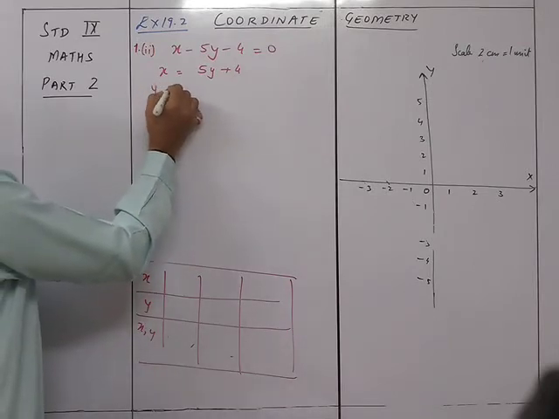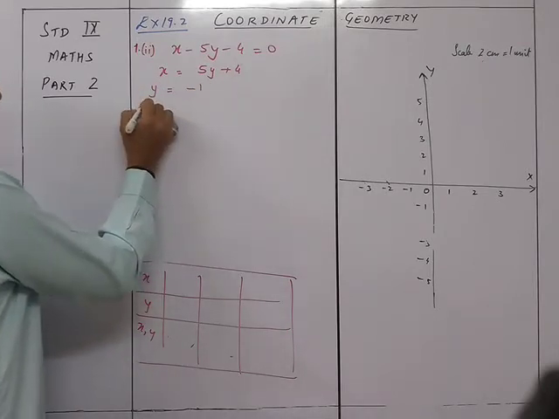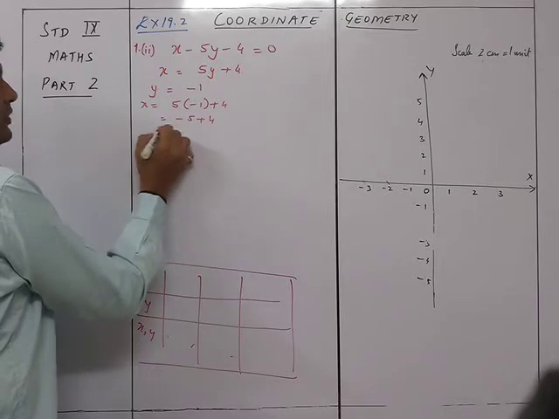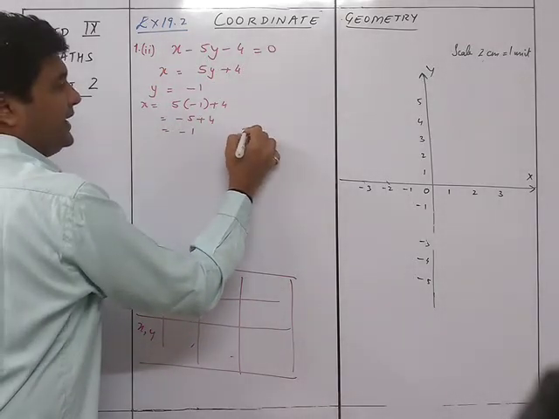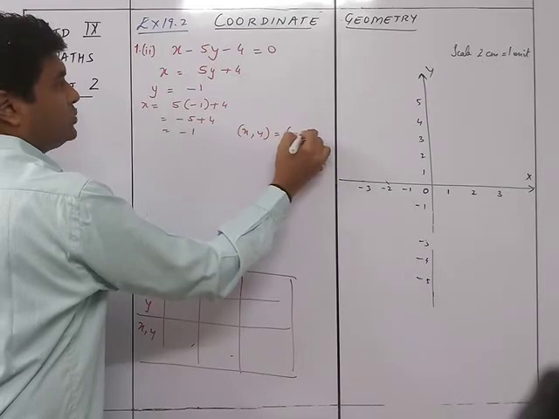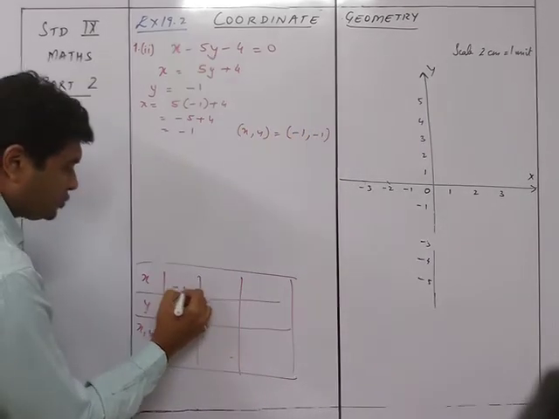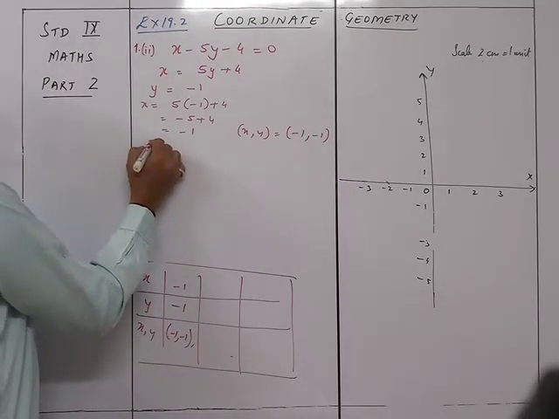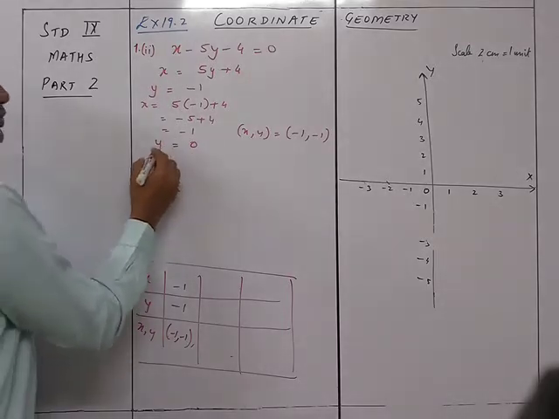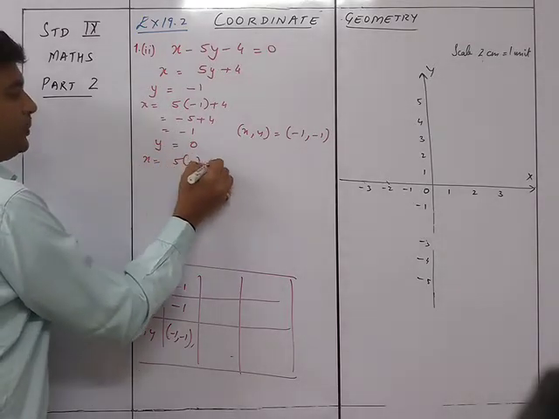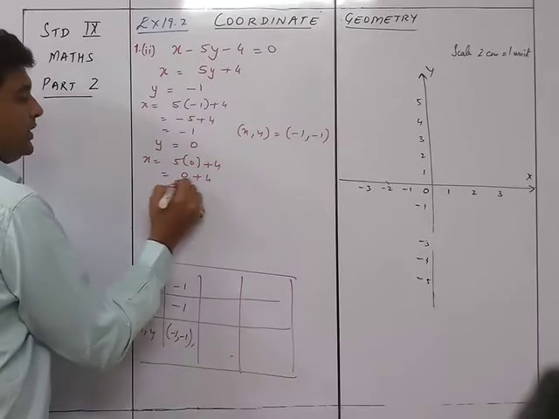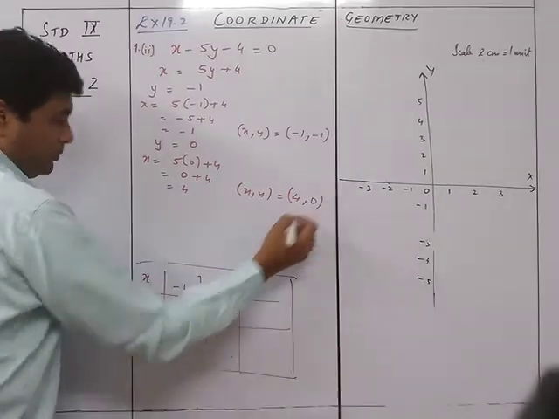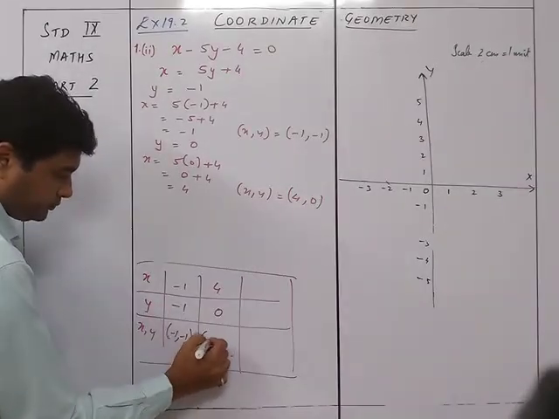So y is equal to minus 1. So x will be equal to 5 into minus 1 plus 4. So it will go minus 5 plus 4 is equal to minus 1. So x comma y will be equal to minus 1 comma minus 1. Okay. The next one is we will take y is equal to 0. So we'll get x is equal to 5 into 0 plus 4, which is 4. So x comma y will be equal to 4 comma 0.